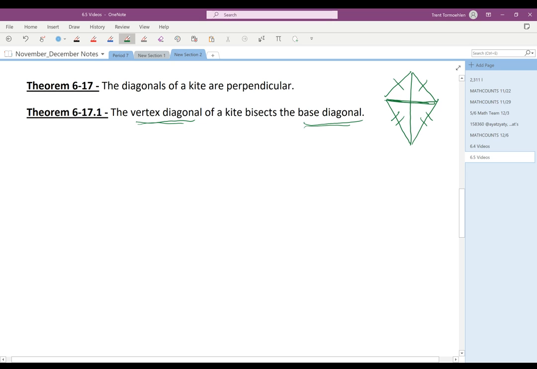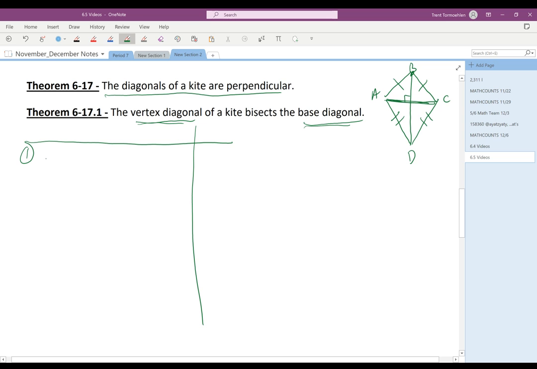We call it that because in the isosceles triangles, these two points, B and D, are the vertex angles, so the diagonal that connects those two is the vertex diagonal. The first theorem says the diagonals of a kite are perpendicular, so BD and AC meet at a right angle. The second theorem says the vertex diagonal, BD, of a kite bisects the base diagonal, AC. I put these together because the proofs are identical except for the last step, so I thought it'd be good to include both of them.